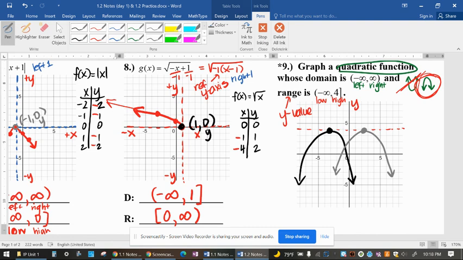Okay. Think about it. Domain and range is not a new concept. It's something you guys have studied before, but of course, we tend to forget things.